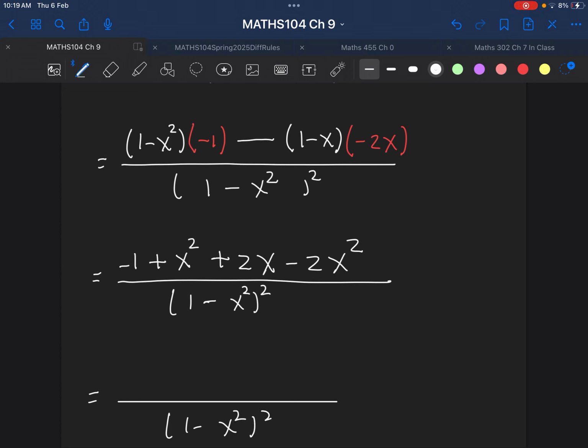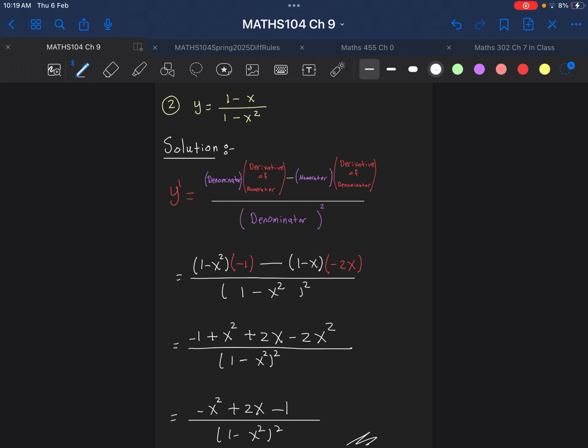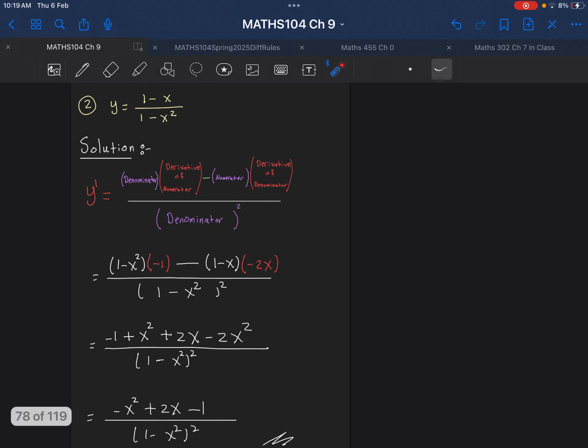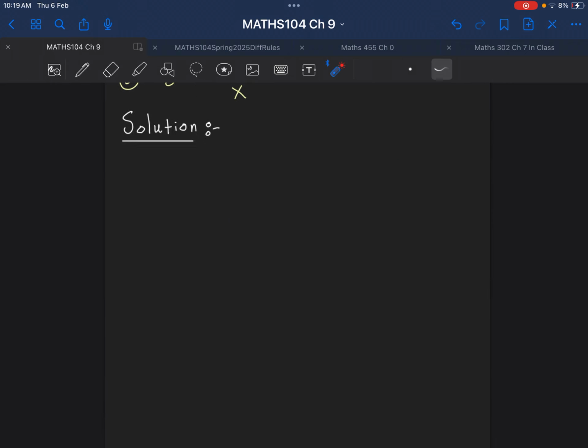And if we simplify it for the last time, it will be just minus x squared plus 2x minus 1. And that's the answer for this question. So sometimes you need to use algebra to simplify the function if there is a simplification. Otherwise, you can keep it like this, depending on the question and what's asked in the question.